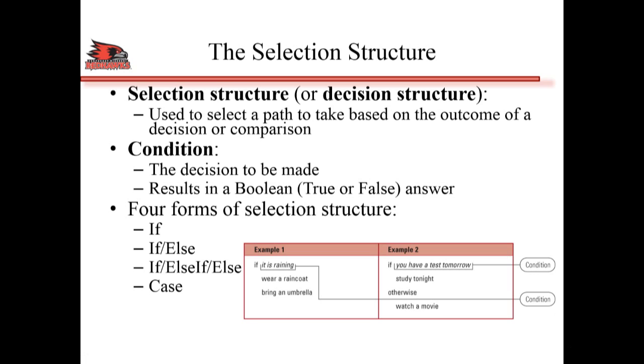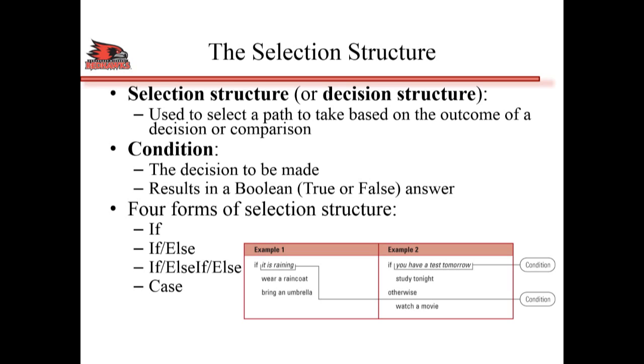When we write code for making decisions in a program, that structure is called a selection or decision structure. These are lines of code which help the program select a path to take based on the outcome of a decision, or some sort of comparison of the input with something else. So the program basically checks the input for a certain condition. If the given condition is true, then it follows a certain path.